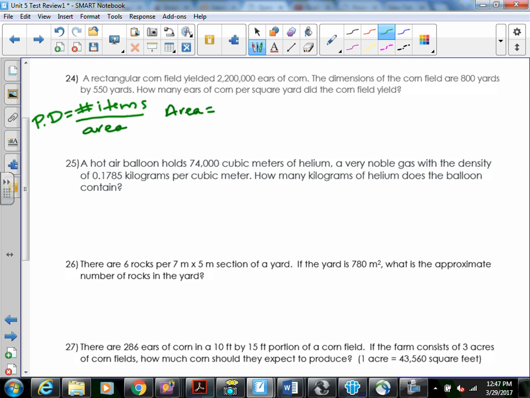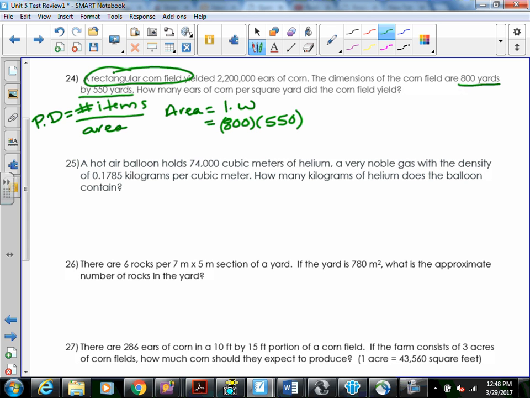I'm going to take the dimensions they gave me for the cornfield, the 800 yards by 550 yards. And I know that's what I need because they told me this is a rectangular cornfield. So area for a rectangle is length times width. My length is 800 yards and the width is 550. So let's multiply that: 800 times 550.